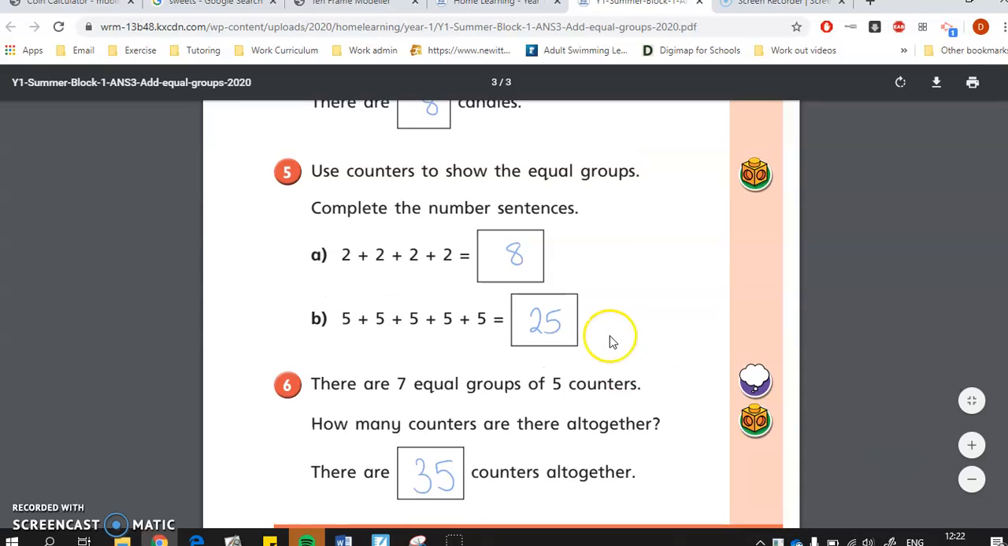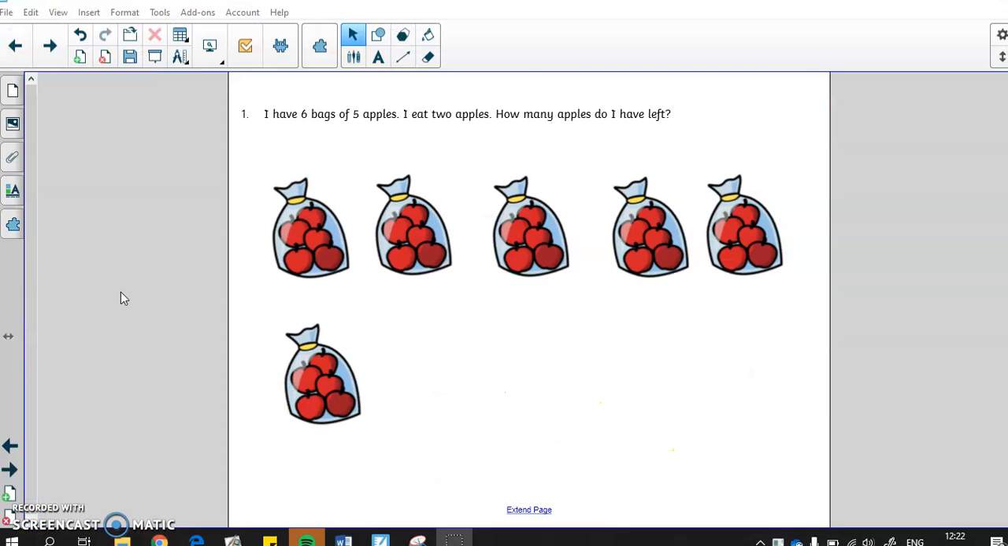And here, these are the ones that you could use some counters for. When we had 2 and a 2 and a 2 and a 2, 4 lots of 2 is 8. 5 and 5 and 5 and 5 and 5. 5 fives are 25. And 7 equal groups of 5, 7 lots of 5 is 35. And we'll go look at each of the reasoning problems.